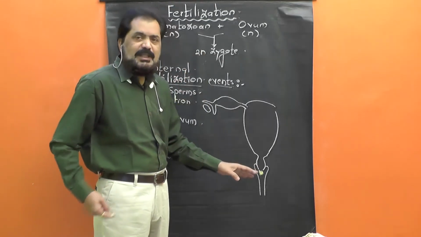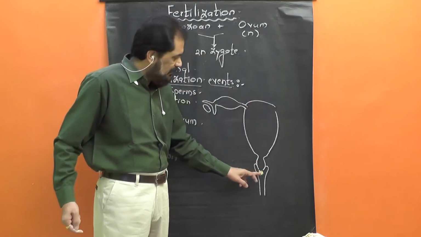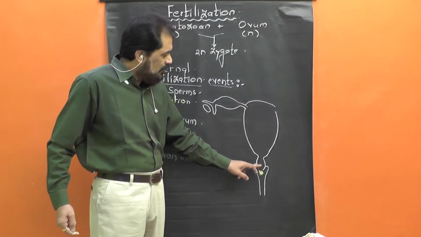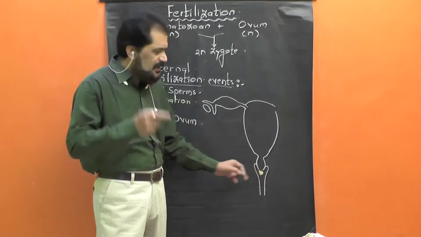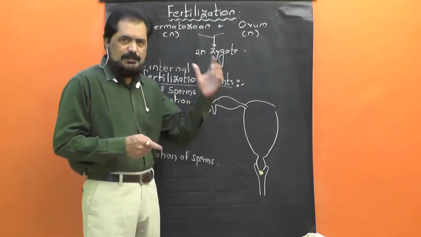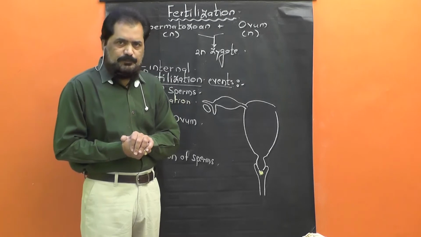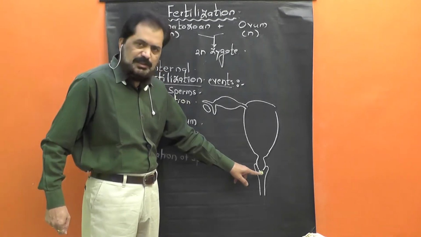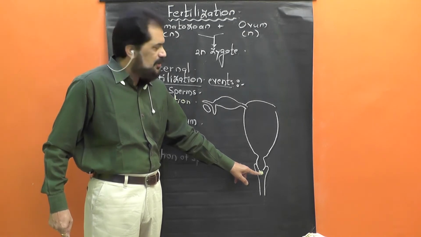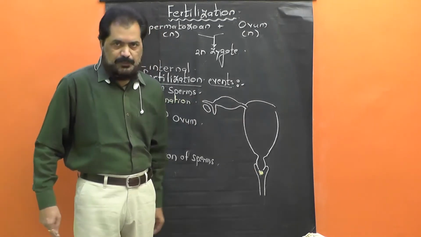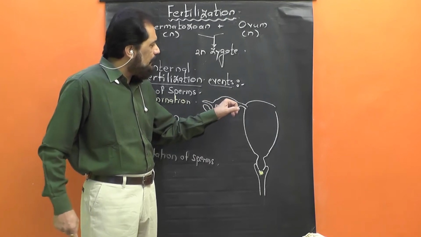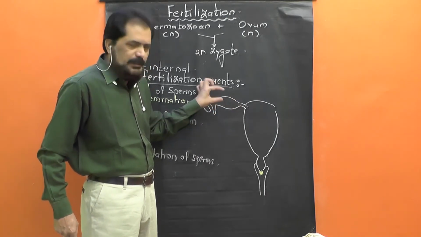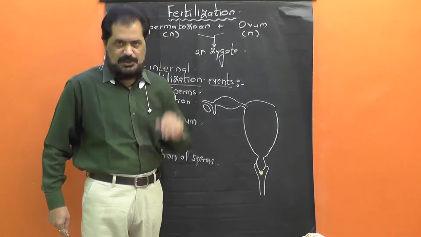Here, millions of sperms along with semen get deposited in the upper part of the vagina close to the cervix. This act is called insemination. Now the sperms present in the semen reach the fallopian tube, the ampulla part of the fallopian tube, because we know the ampulla is the site of fertilization.